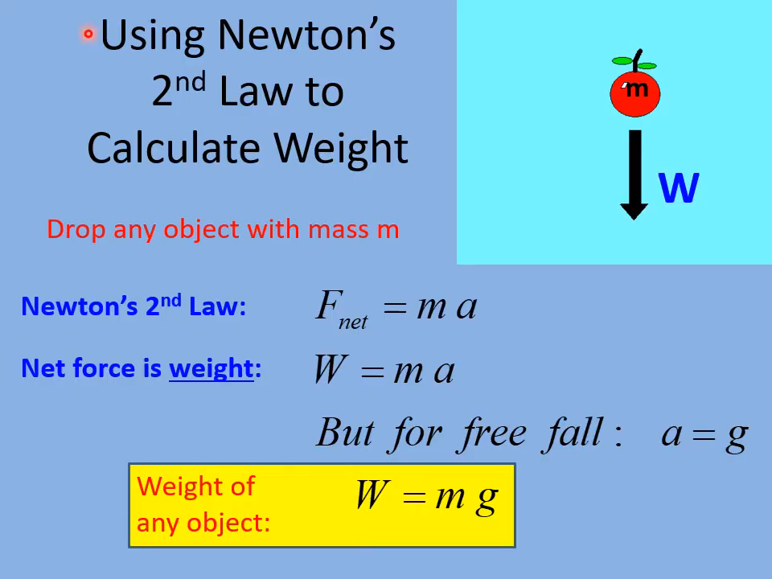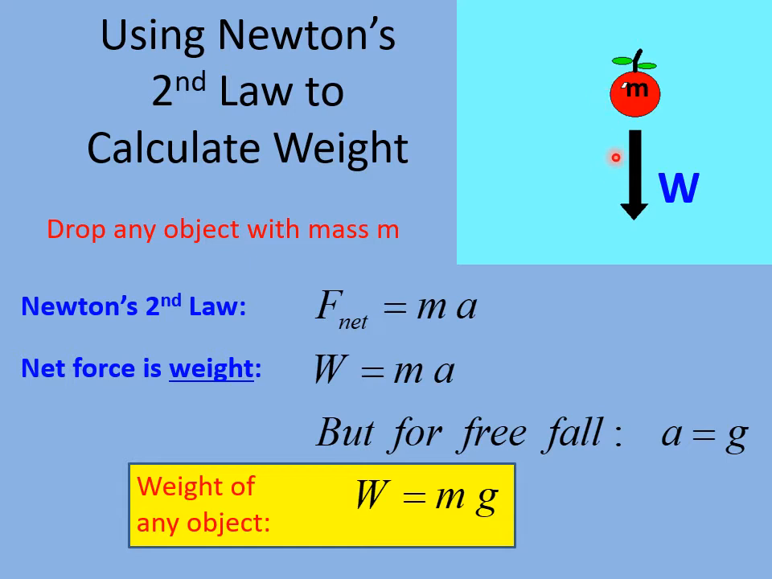One of the first applications of Newton's second law that we can do here is to use it to calculate the weight of an object. And this was a result that we actually learned about in part 2 of this chapter, but we're going to prove the result now. So suppose we take an object like a ball or an apple and we just drop it, we let it fall.